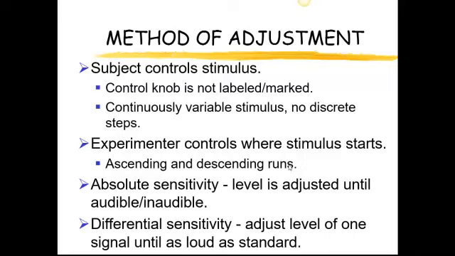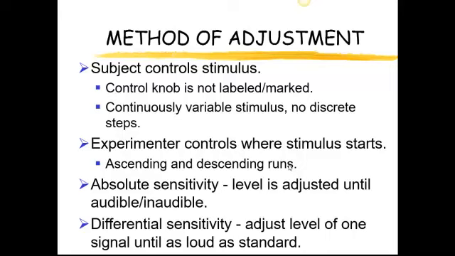The experimenter controls where the stimulus starts, and again, we have ascending and descending runs. And what happens is we're establishing an absolute sensitivity. The level is adjusted until it's either audible or inaudible. And a differential sensitivity, which is you're going to adjust the level of one signal until it's as loud as a standard. So there's 2 different ways we can do this.